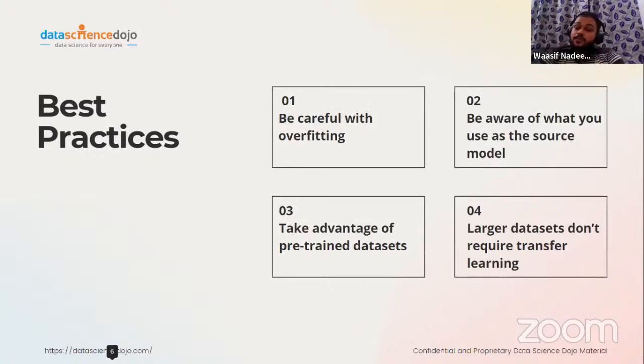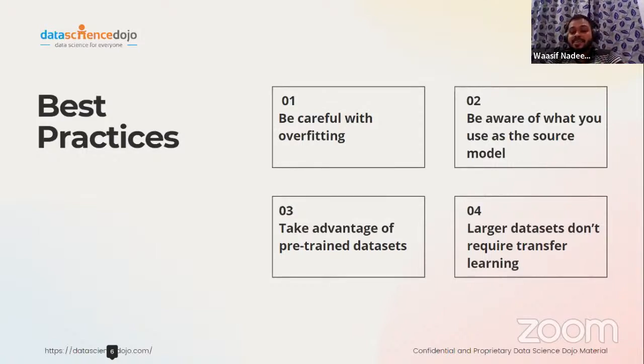Then you should take advantage of pre-trained datasets. There are many datasets that are trained over time. You can find VGG19, ImageNet, MobileNet, and a lot of networks like that on the internet. If you're using Python, you can simply load them from Keras and use them for your transfer learning tasks. They are already trained, so you would just need to train a few layers of them and you are good to go.